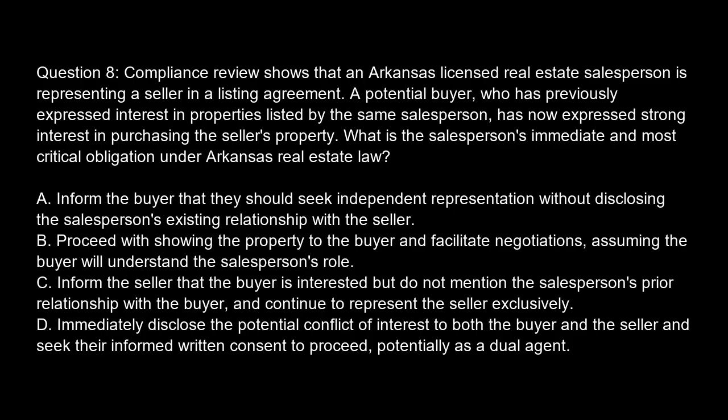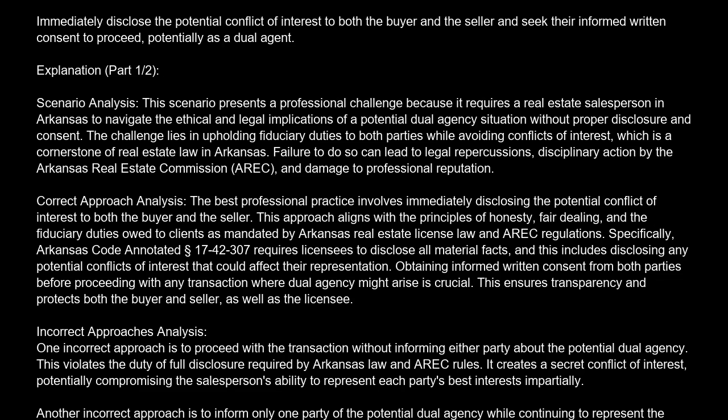Option D. Immediately disclose the potential conflict of interest to both the buyer and the seller and seek their informed written consent to proceed, potentially as a dual agent. The correct answer is D. Immediately disclose the potential conflict of interest to both the buyer and the seller and seek their informed written consent to proceed, potentially as a dual agent.